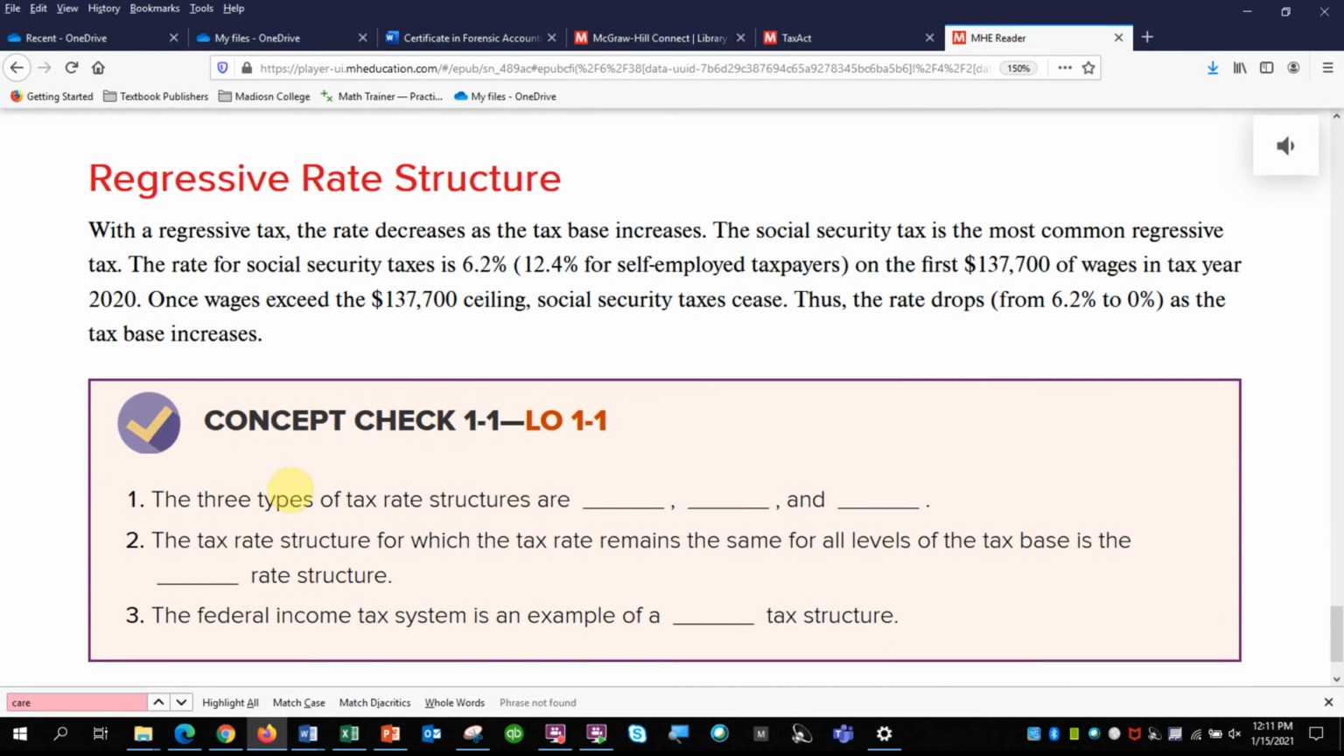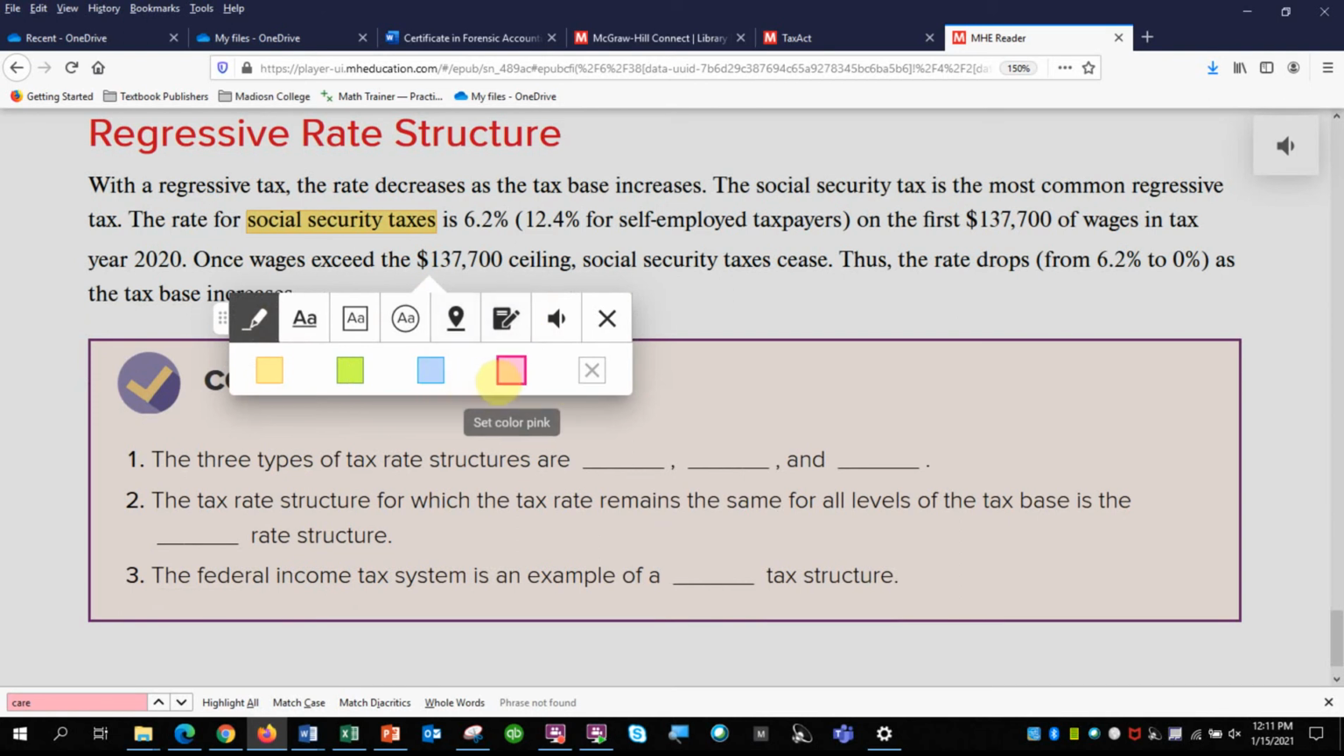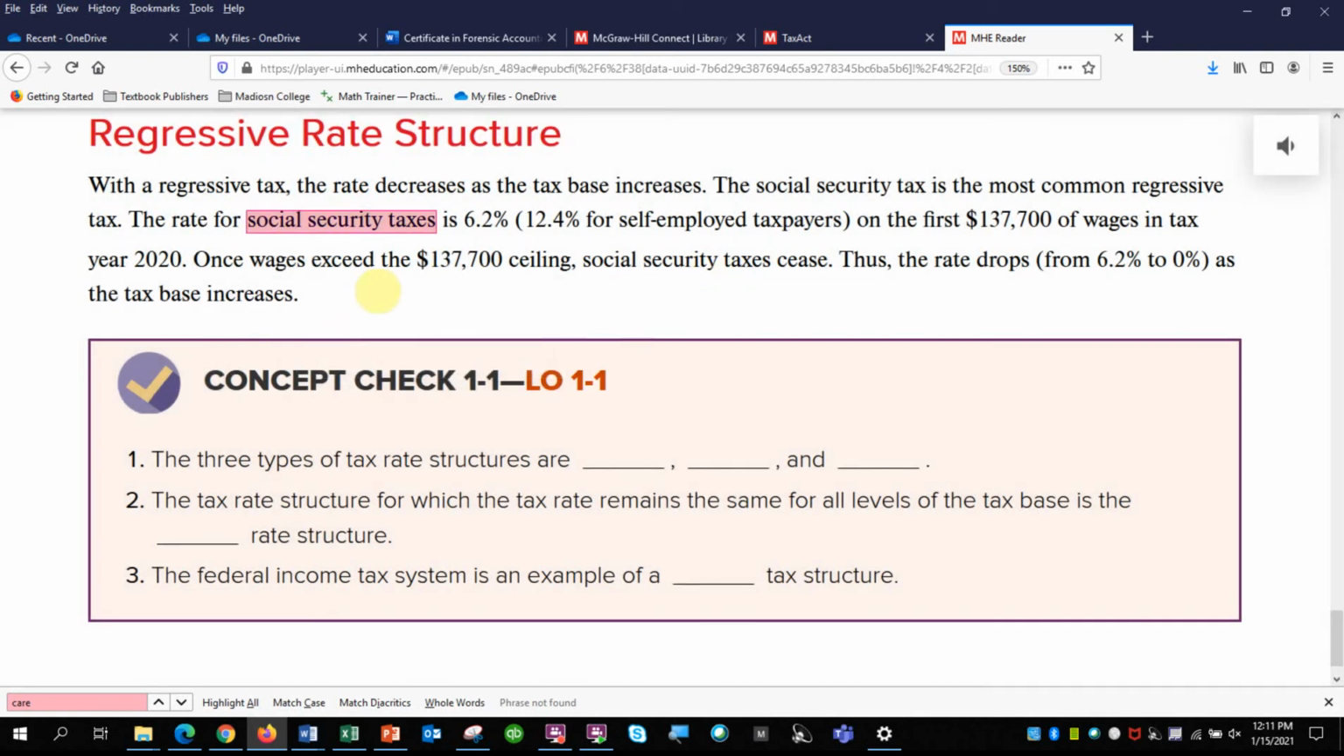Then there is a regressive tax. This is far less common, but it does exist for Social Security taxes. Again, Social Security taxes are based on, or applied against, our gross income. So what does regressive mean? Regressive means that the tax rate decreases as your taxable income increases.